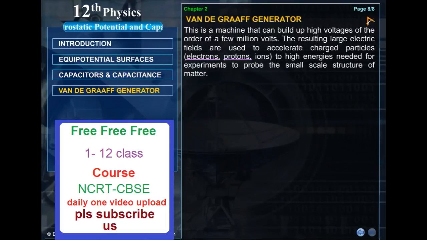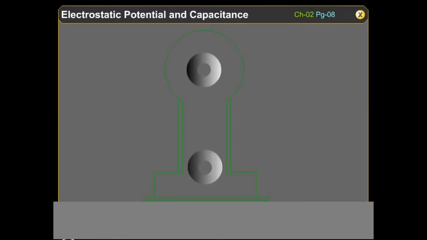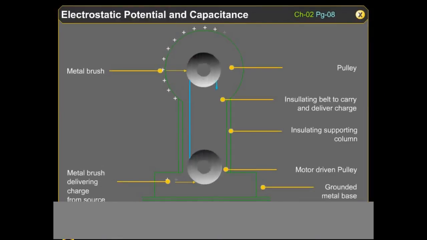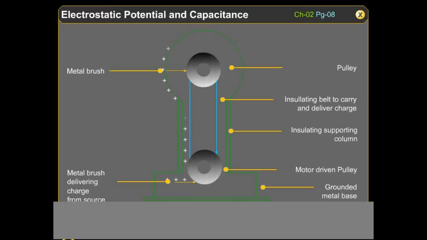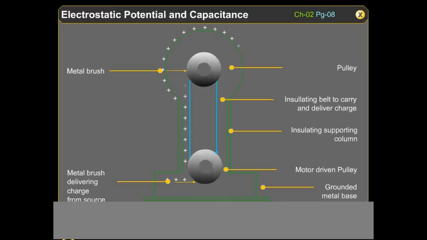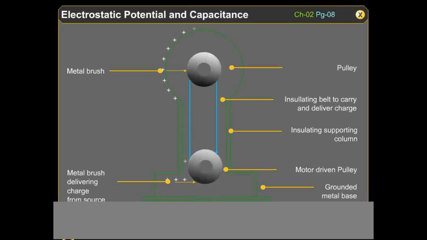Van de Graaff generator. The Van de Graaff generator is the machine that can build up high voltage of a few million volts. The resulting large electric fields are used to accelerate charged particles to high energies needed for experiments to probe the small-scale structure of the matter.